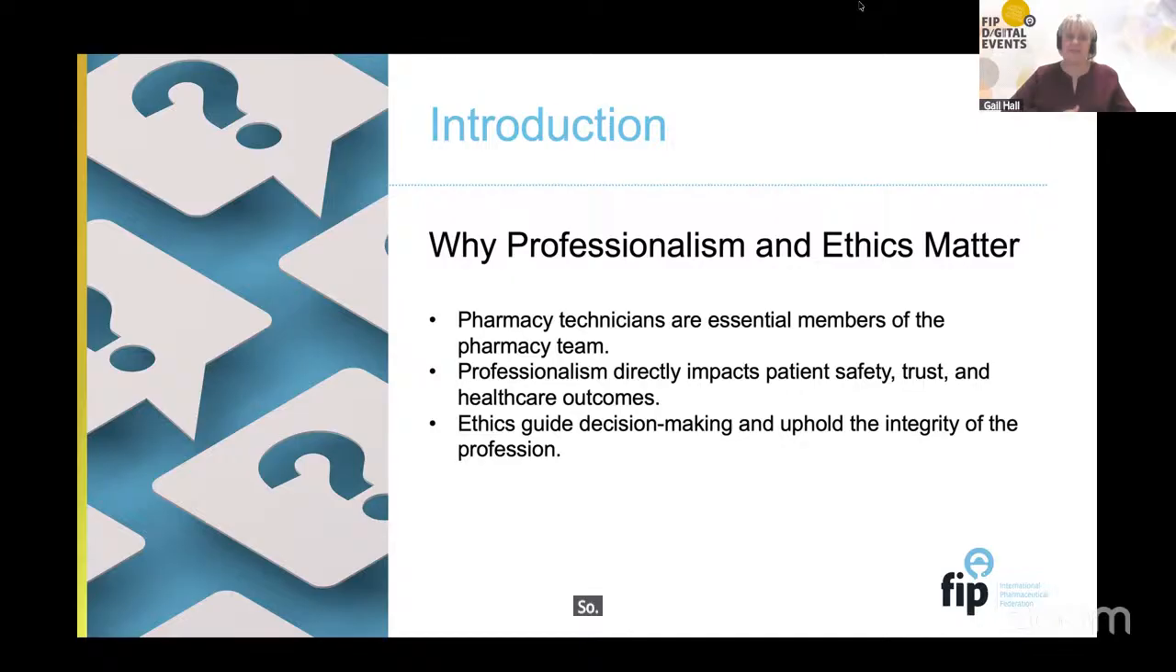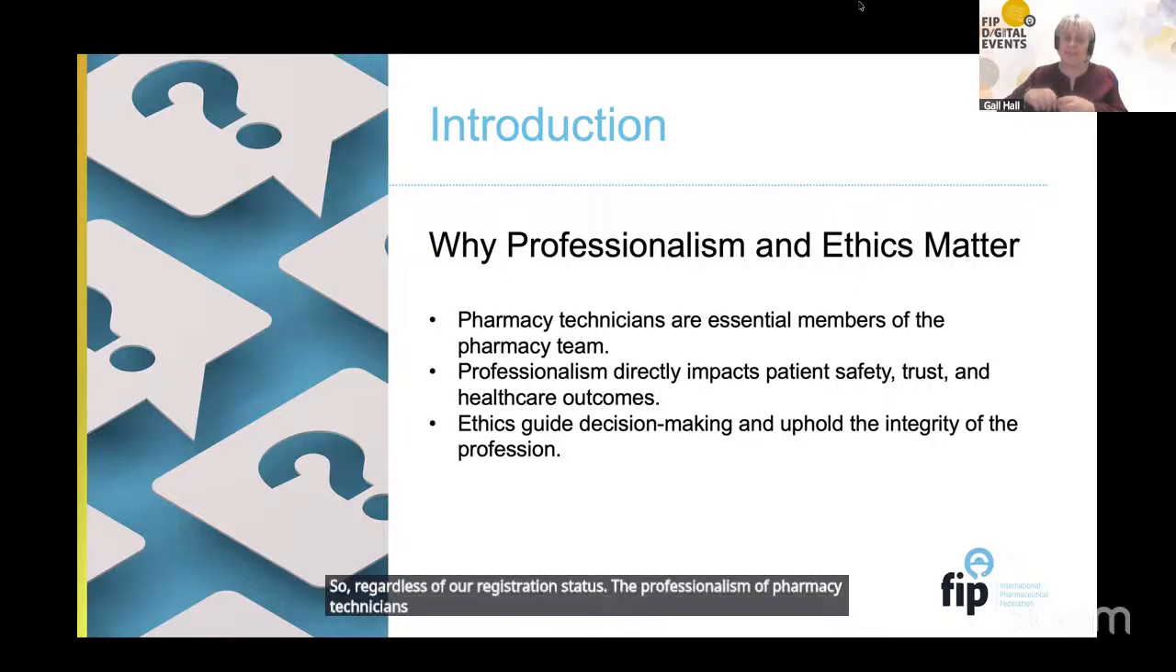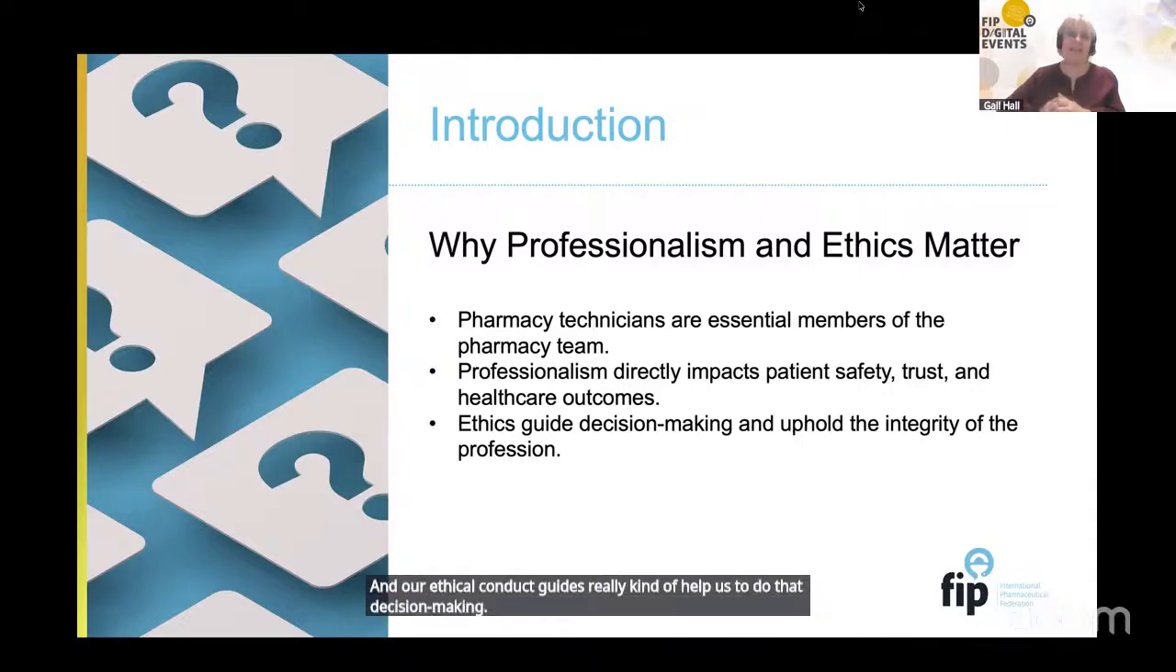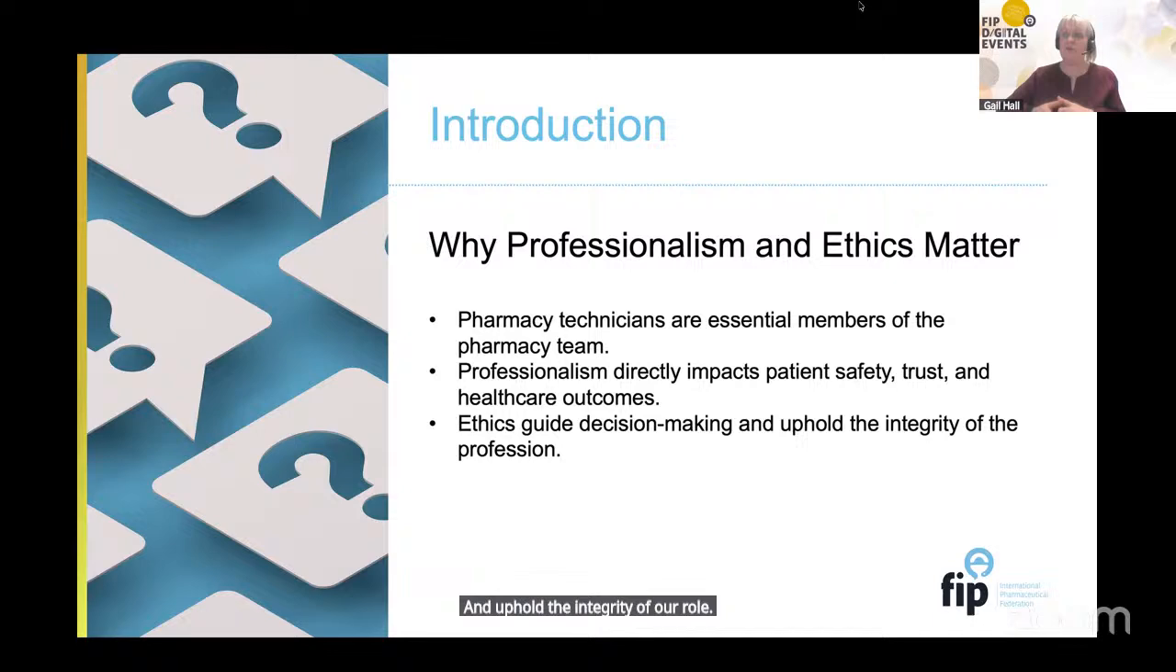So regardless of our registration status, the professionalism of pharmacy technicians directly influences patient safety and public trust in pharmacy services, and therefore their overall health outcomes. And our ethical conduct helps guide our decision making and upholds the integrity of our role, and therefore the roles within the healthcare system.